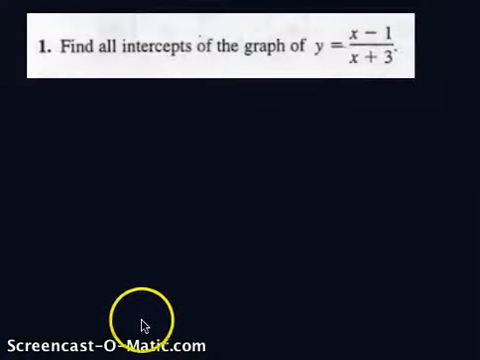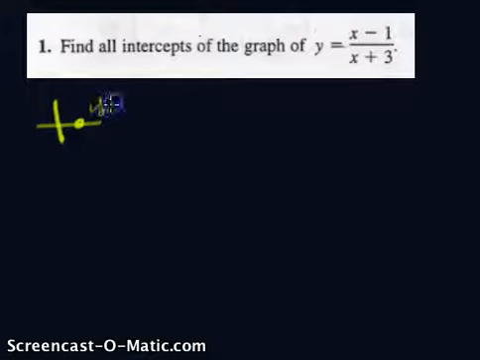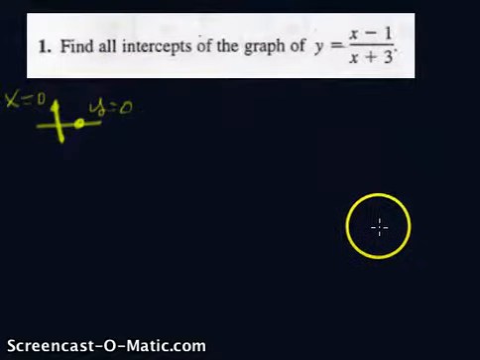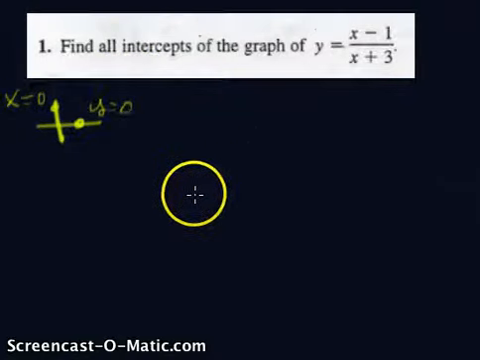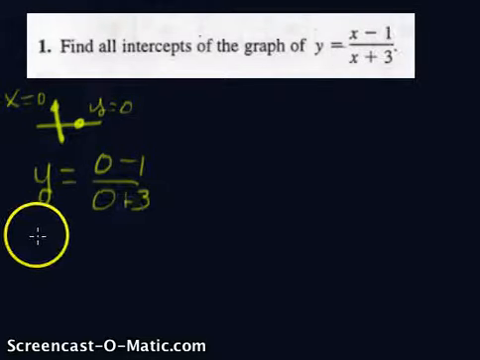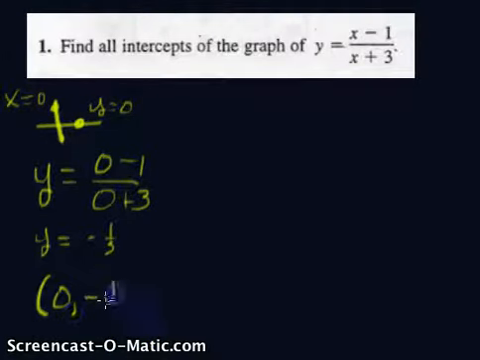All right, let's take a look at problem number one. Find the intercepts. Remember, on intercepts, we're looking at places where the y is 0 and places where the x is 0. So let's take this function and substitute 0 in for x. So y is equal to 0 minus 1 over 0 plus 3. Y is equal to negative 1/3. So that's one intercept right there, 0 comma negative 1/3.